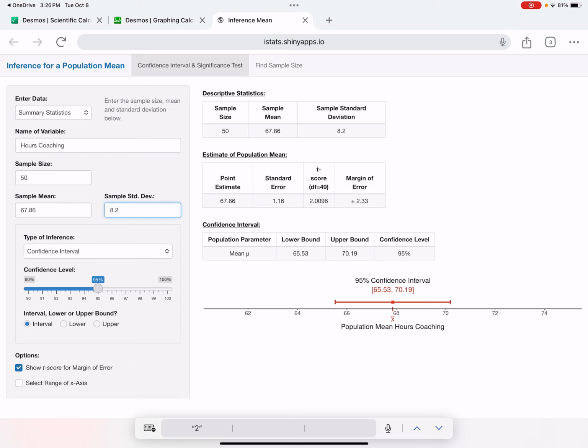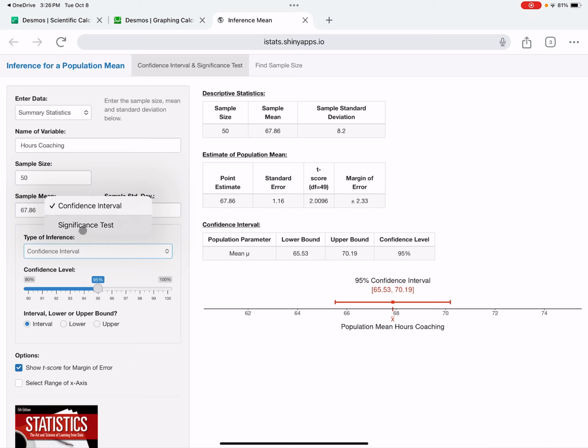And here under type of inference, we want a confidence interval, so we don't need to change that to significance test. We'll leave it confidence interval. And we want a 95% confidence interval, so this is already set up. Again, they're giving us the interval graphically and numerically, okay? So our confidence interval is 65.53 to 70.19.